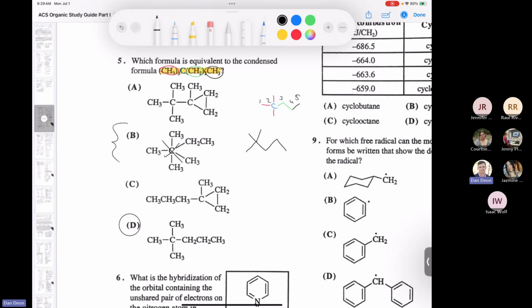Also, we generally speaking don't put rings in condensed structures. So that's something that we haven't even looked at. We generally don't do that. And so clearly you can see that this one is the correct answer. Okay, cool. Let's move on to number 6.